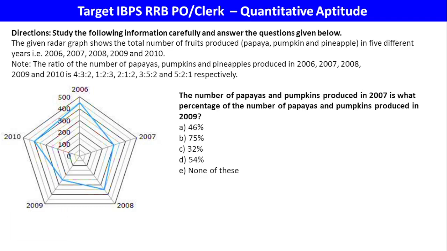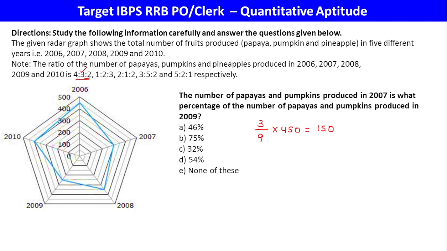అలాగే 2006 గురించి మాట్లాడితే టోటల్ 450, టోటల్ ఈజ్ 450. అందులో నాకు పంప్కిన్ కావాలి అనుకుందాం. ఫర్ సపోజ్ 2006లో నాకు పంప్కిన్ కావాలి. పంప్కిన్ ఈజ్ సెకండ్ వాల్యూ, రైట్? 3 పార్ట్స్ అవుట్ ఆఫ్ టోటల్ 3 + 4 = 7, 7 + 2 = 9, 9 పార్ట్స్ 450. దెన్ 9 5 times, 3 5 times 15, 150. Pumpkin in 2006 is 150, right.